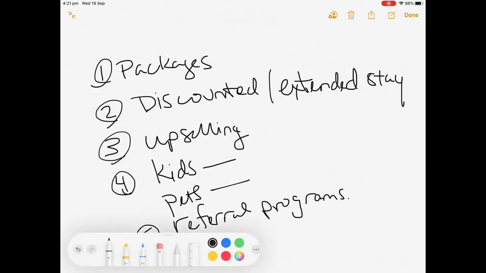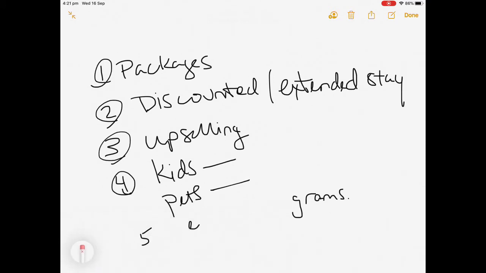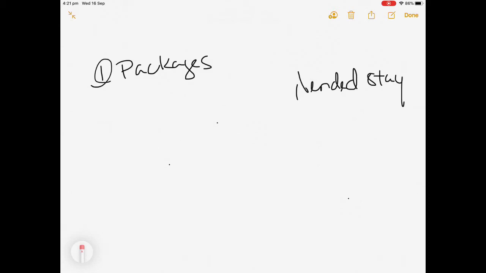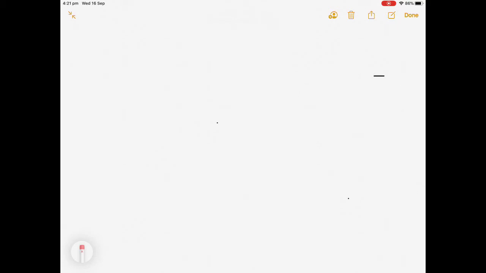But like I was saying, ideally we want to have fewer rooms and make more money per room, because ultimately that means we're doing a little bit less work and we're making more money for what we are doing. So let's talk about our occupancy rate.